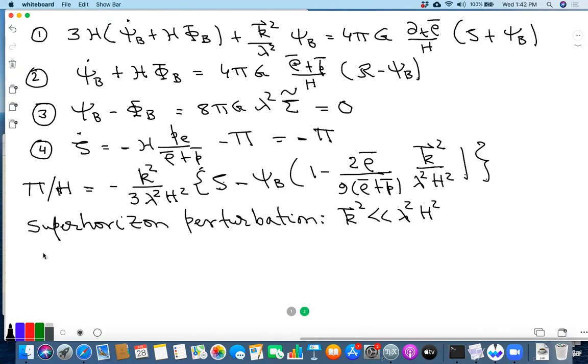So in particular, we see from this that pi by h is small. So in this case, pi by h is small, and we will set it to 0 as an approximation. In that case, zeta dot can be set equal to 0. So 4 now implies that zeta dot is 0 or nearly 0 for super horizon perturbations, which means zeta is constant.